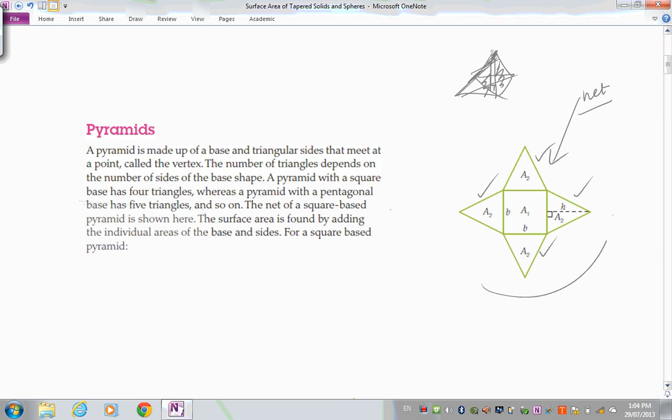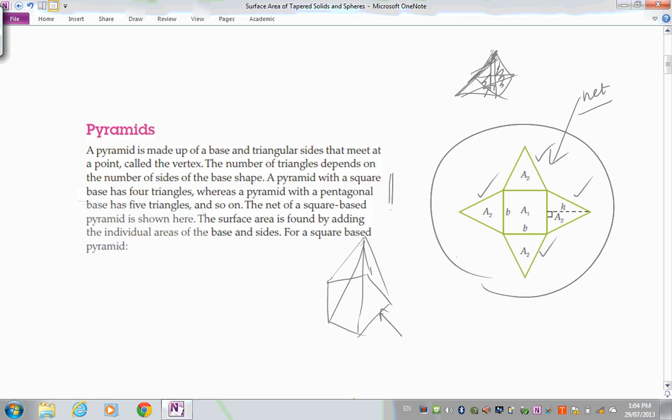And that would be the sum of all the surfaces. So that's what they're talking about here. A pyramid with a square base has 4 triangles, whereas a pyramid with a pentagonal base has 5 triangles. So pentagonal, what would that look like? 5 equal sides here. And so if you made a pyramid, can you see what they're talking about? There would be 5 triangles around there, because there's one coming up from each of the 5 sides of the pentagonal base.